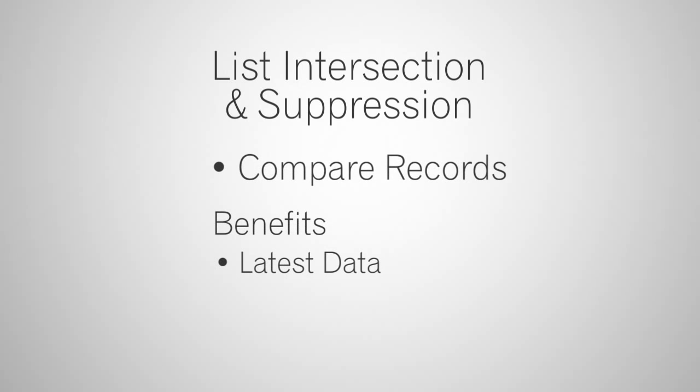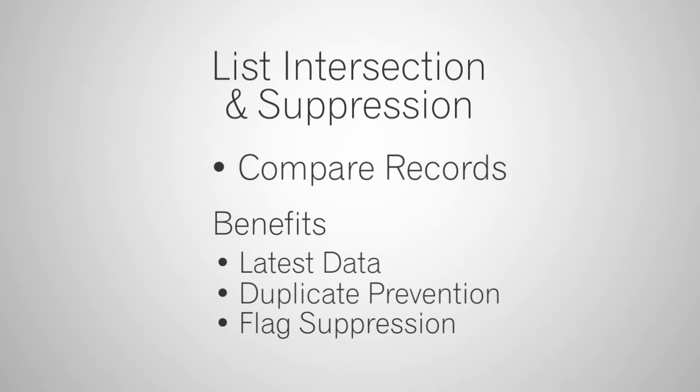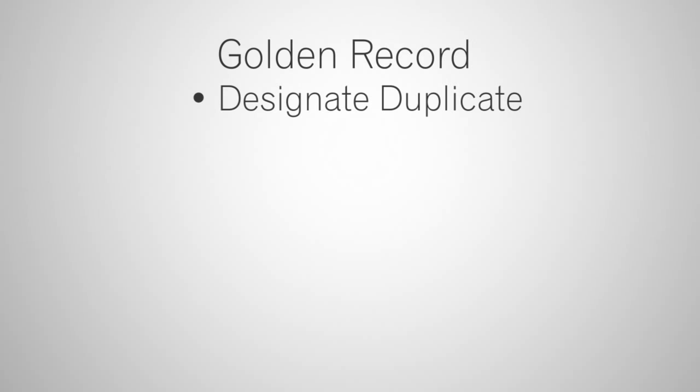List intersection and suppression can compare existing records to a new list. The benefits of this are that it can update your database with the latest data, it can stop duplicate records from entering the system, or it can flag suppression records. This is extremely useful. You don't want to send a letter to a deceased person or someone on a do not call list.